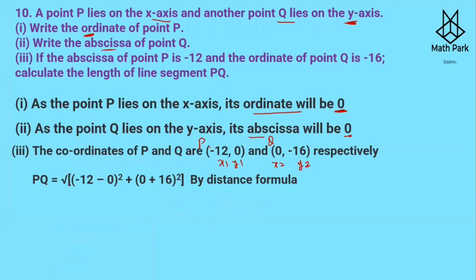So we get 0 minus of minus 12 the whole square, or minus 12 minus 0 the whole square, and 0 minus of minus 16 becomes plus 16. 12 square is 144, 16 square is 256, 144 plus 256 is root 400, and square root of 400 is 20 units. Got it, children? So we are done with 10 questions. We'll be solving other questions in the next video.